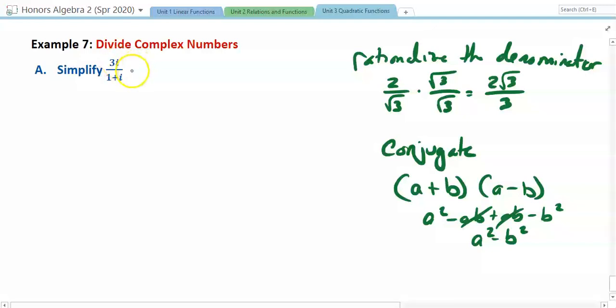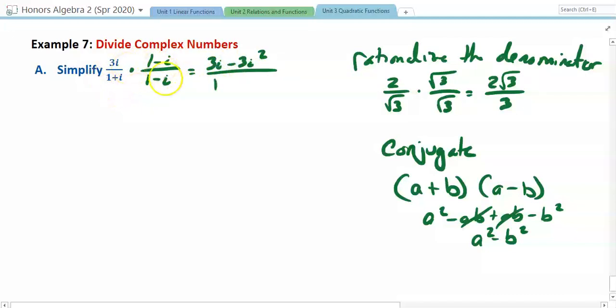And so that's what we're going to do here: I'm going to multiply both the numerator and denominator by the conjugate, so 1 minus i. Remember, what I multiply to the denominator, I must also multiply to the numerator to keep this balanced, because dividing would just give me 1. And so 3 times 1 is 3i, and then minus 3i squared over 1 times 1 is 1.